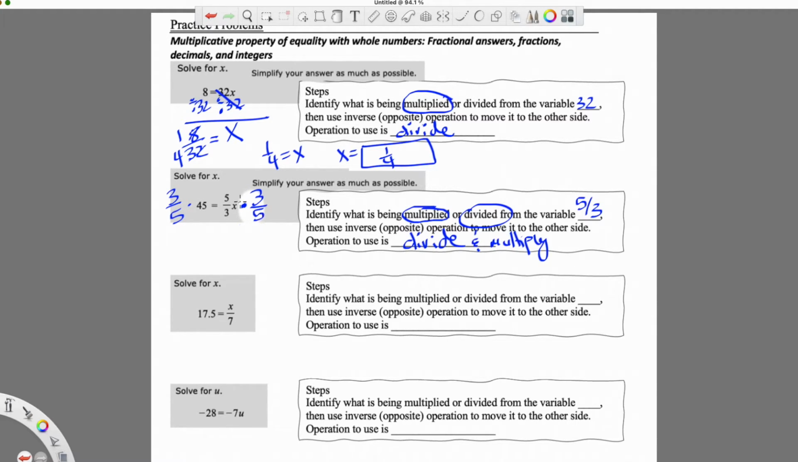So we're dividing and multiplying at the same time. And I'm going to do the same thing over here. I'm going to multiply by 3 and divide by 5. Because 5 divided by 5 cancels out. 3 divided by 3 cancels out. They cancel out to 1. Any number divided by itself is 1.